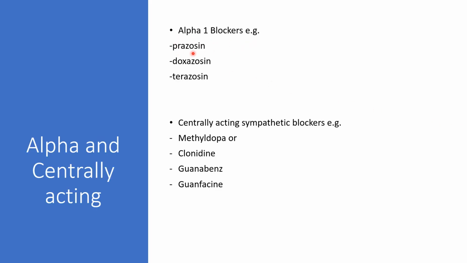Alpha-1 blockers will be prazosin, doxazosin, and terazosin. Those who will be treating anyone with benign prostatic hypertrophy or hyperplasia will remember this. Centrally acting sympathetic blockers like methyldopa or clonidine. There's a separate presentation on clonidine right here on my channel. You can click on that, look for clonidine, and then listen and get full information on that. Or guanfacine, they are all centrally acting sympathetic blockers.